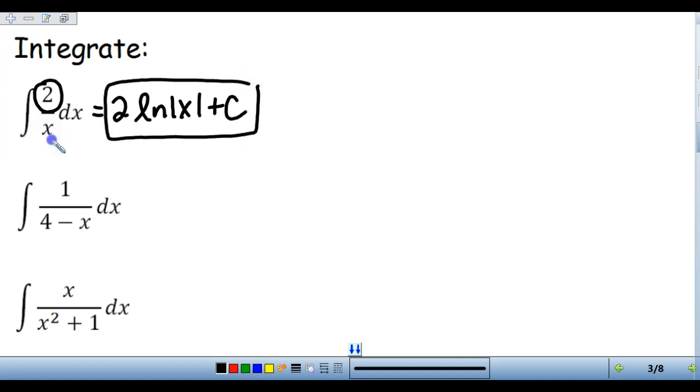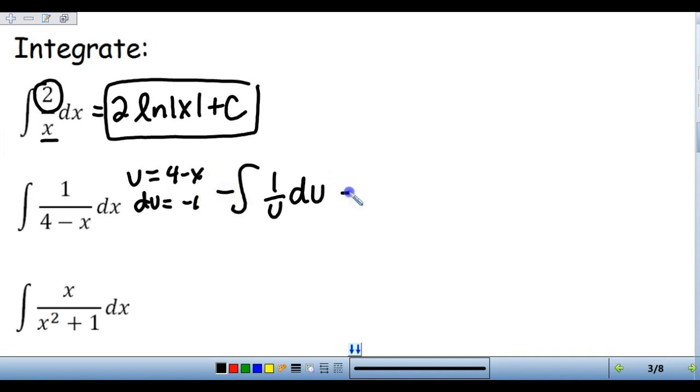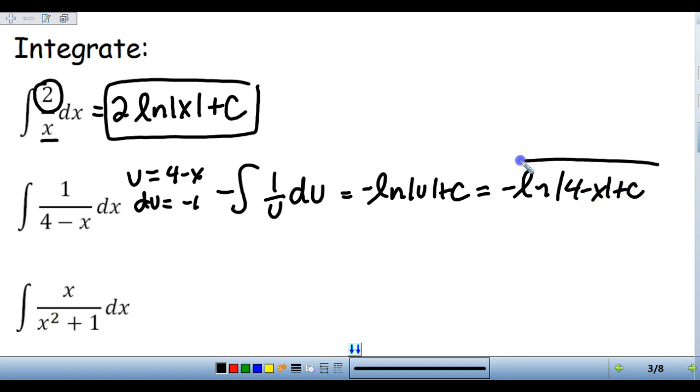Anytime you have anything other than just x in the denominator, that will require a u substitution. So my denominator is 4 minus x. The derivative of that is negative 1, so I'm going to have a negative out front to compensate. The integral of 1 over u would be negative natural log of u plus c. Alright, so that's how you'd use a u substitution to do that.